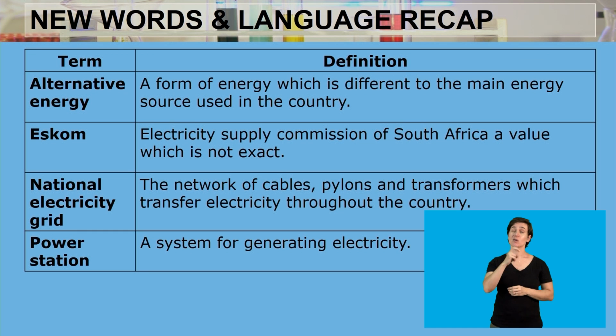Furthermore, we also used words such as alternative energy, ESCOM, national electricity grid, and power station, whereby each of those mean, first of all, alternative energy, that's a form of energy which is different to the main energy source used in the country. And then ESCOM, that's the Electricity Supply Commission of South Africa. And then the national electricity grid, that's the network of cables, pylons, and transformers which transfer electricity throughout the country. And then lastly, power station, that's a system for generating electricity.